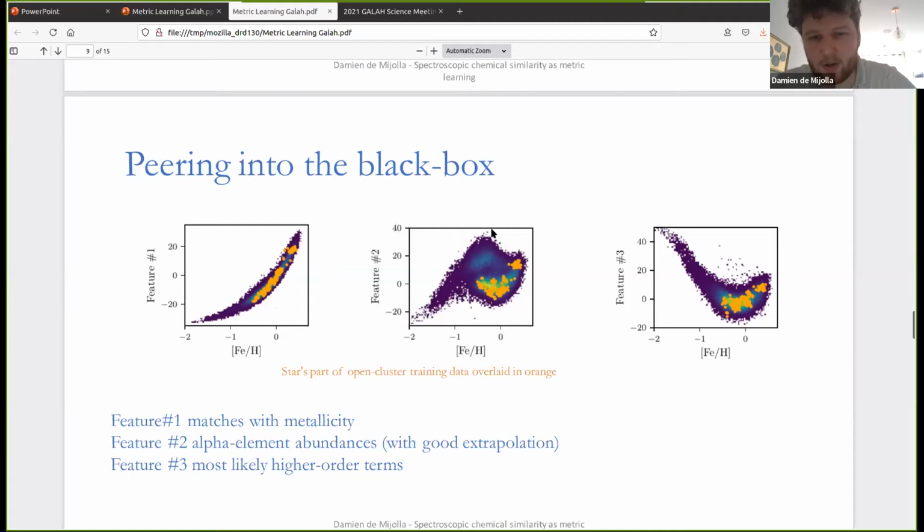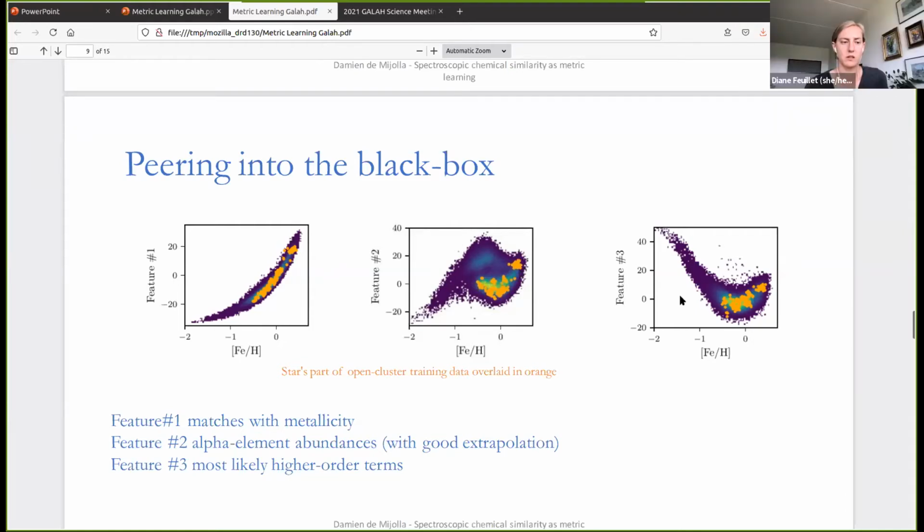If we look at the second feature, it looks very much like alpha elements, and we recover the alpha element bimodality. What's interesting is we're able to recover metallicity and alpha elements in a purely data-driven way, without giving any information about these things, neither the abundances nor the synthetic spectra. We're also able to recover this alpha element bimodality even though all of our training samples, all of our open cluster stars, are in the lower half, which shows that the model is able to generalize quite well because it's linear.